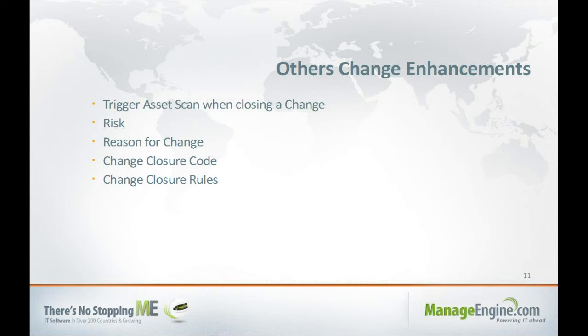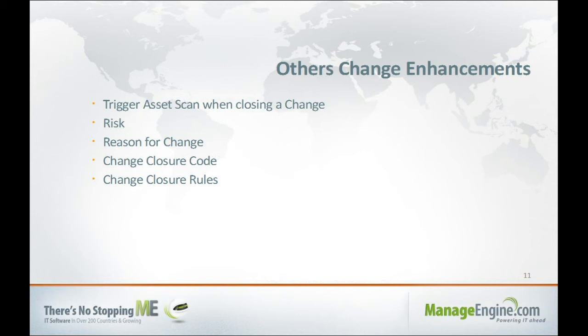And then we have brought in new fields for the risk involved. And then we also have a new field added for the reason for the change. So this is mainly used for reporting purposes. So by the end of the month, if you want to see why exactly all these changes were raised, you'll be able to pull reports based on it.